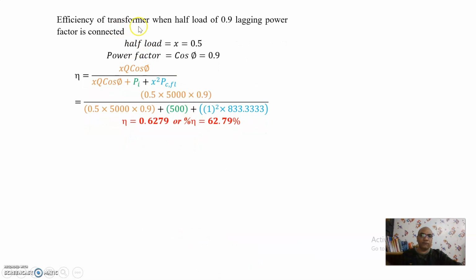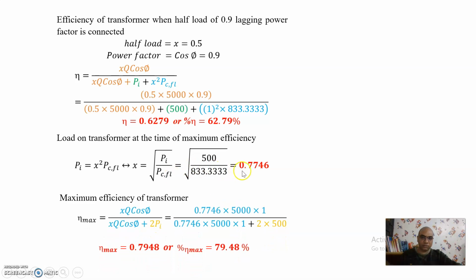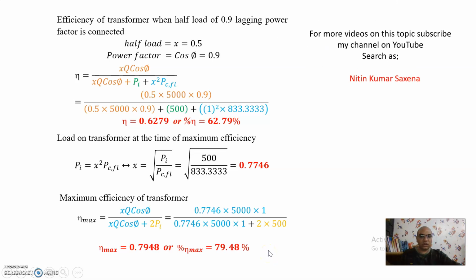Next, you see the efficiency of the transformer when half load is connected. Everything will remain the same except x. So you can substitute x equals 0.5 and on solving you will get the efficiency like this. Then find the load on the transformer at which the efficiency will be maximum, and the maximum efficiency of the transformer at unity power factor given in the numerical. When you put the value of x, the value of cos phi is 1 and the other values are the same, you will get the maximum efficiency of 79.48%. So this is all about this numerical.